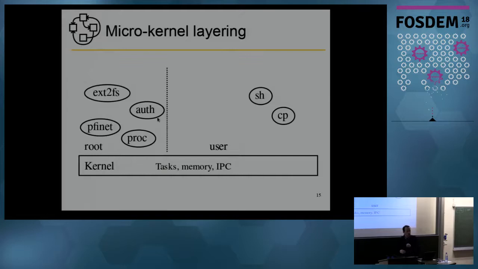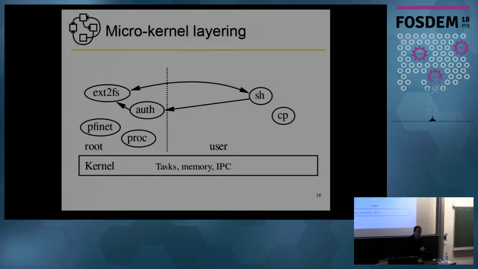So this auth server is related with all the rest. EXT2FS knows about UIDs for files, but it's auth which tells, okay, this shell is allowed to do this with the file system. So it's a sort of rendezvous point for authorization things. And so it's all flexible like this. We can do crazy stuff. I can refer you to previous videos of previous FOSDEM microkernel room sessions.